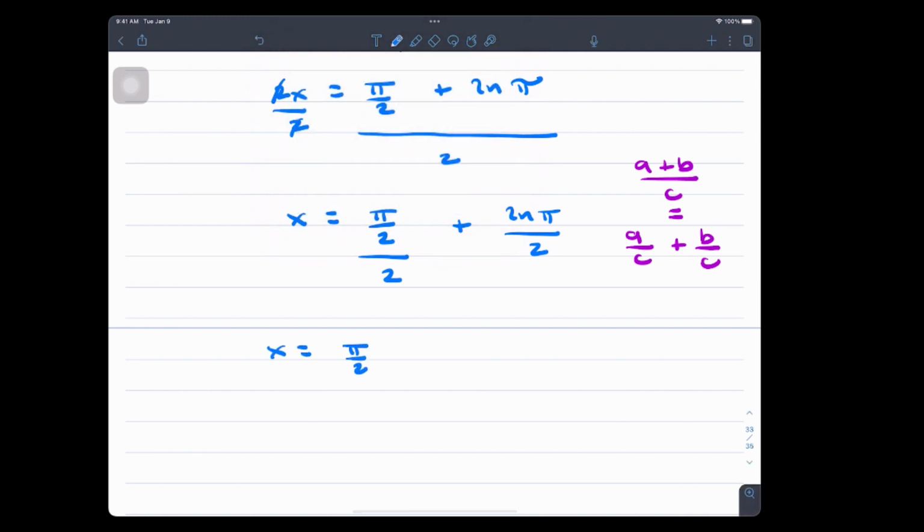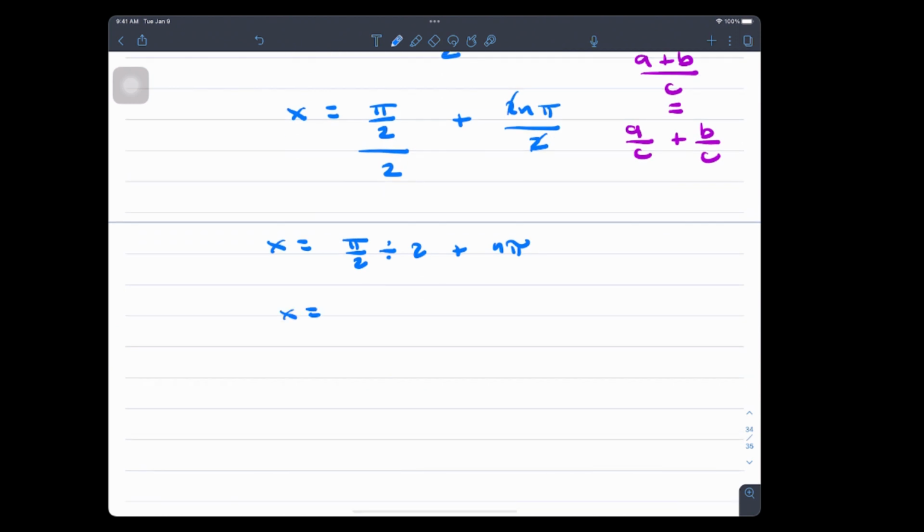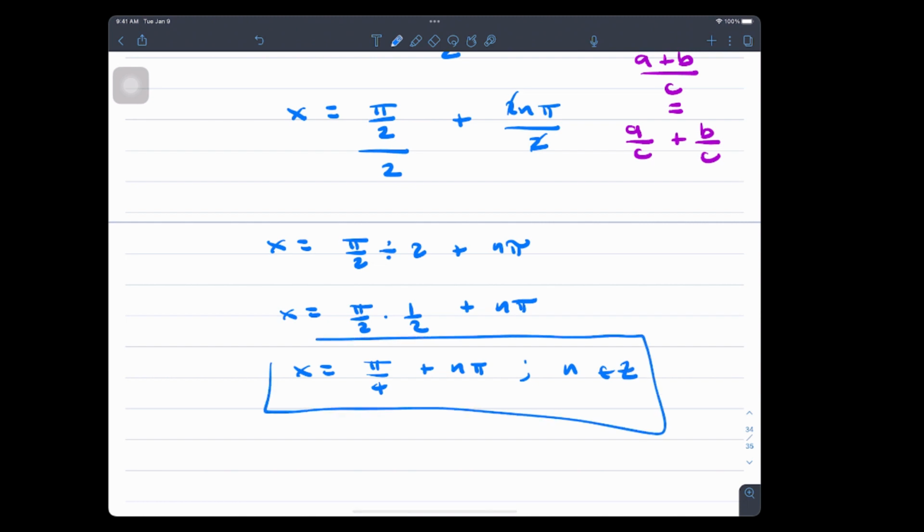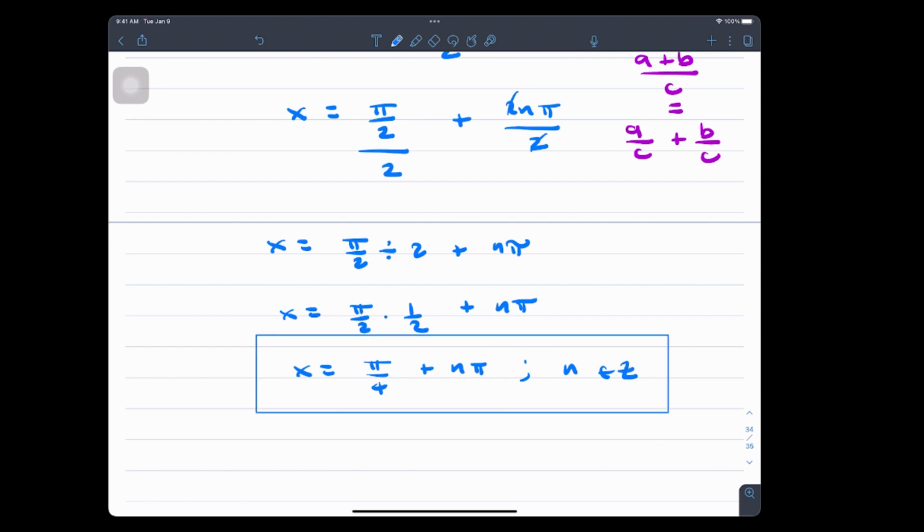X is pi over 2 divided by 2 plus what? N pi. And then that means pi over 2 times what? 1 half plus n pi. So here's your first solution, ladies and gentlemen: pi over 4 plus n pi. N is an integer. So there you go. There it is.